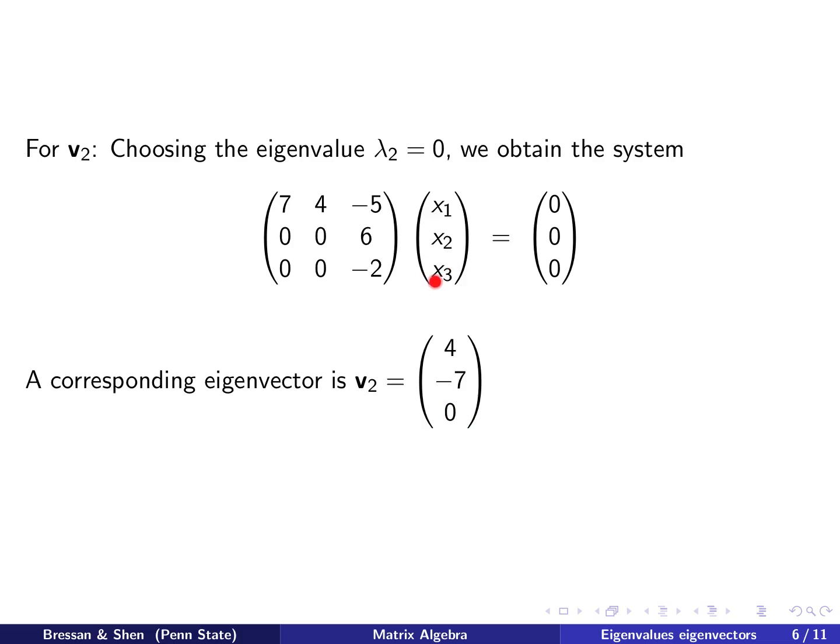So when x3 is 0, we basically just have an equation for x1 and x2 only. And in fact, it will be 7x1 plus 4x2 equals 0. Okay, so a quick solution would be to simply choose x1 to be 4 and x2 to be negative 7 so that the equation holds. And then you have found an eigenvector V2.